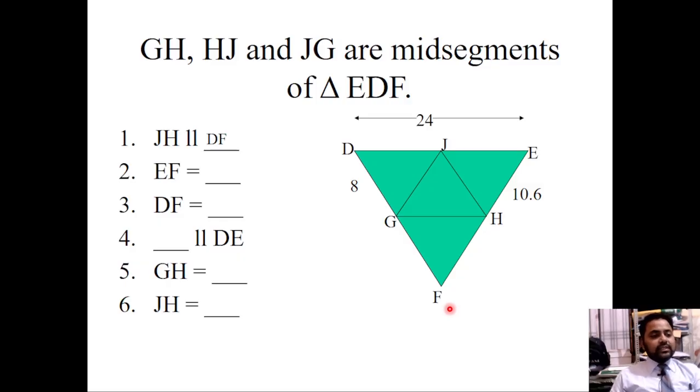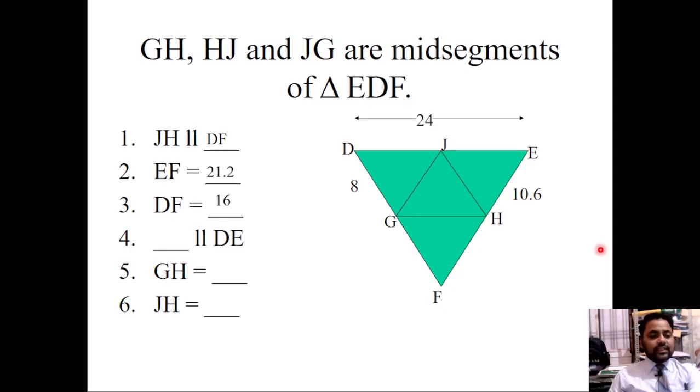In the first case, JH will be parallel to DF, which you can see here, and also EF is equal to 21.2. You can solve this by using the concepts we have already studied, the mid segment properties of the triangle.